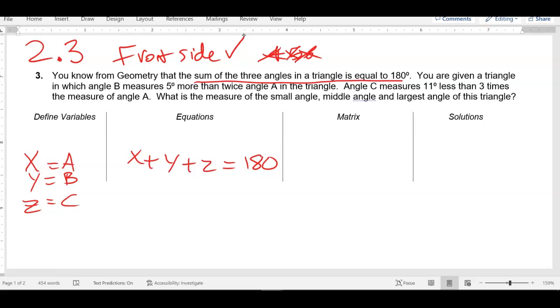Now, the second sentence: if you're given a triangle in which you know B measures 5 degrees more than twice A, how could I write that as an equation? What do y'all think?